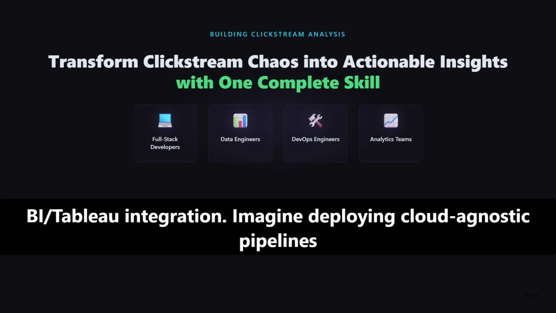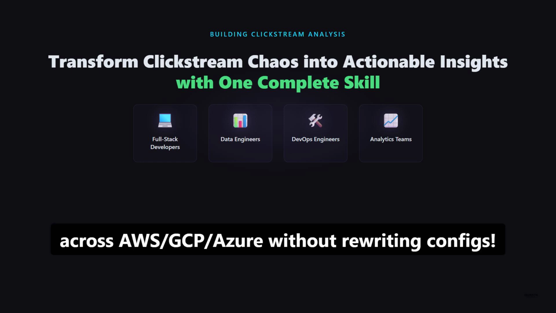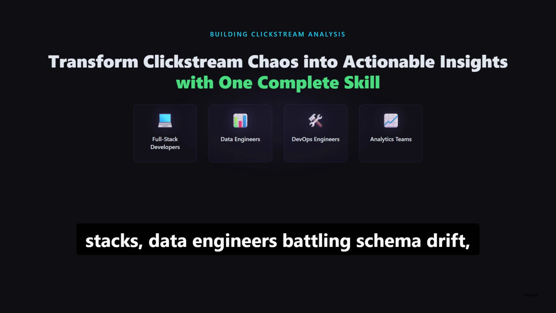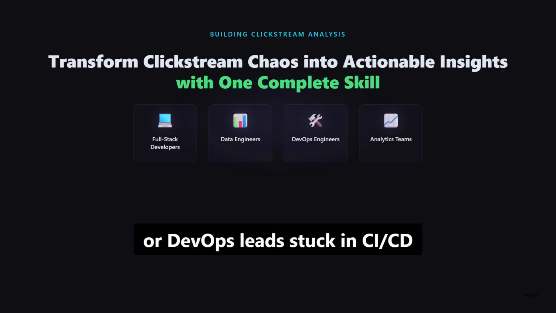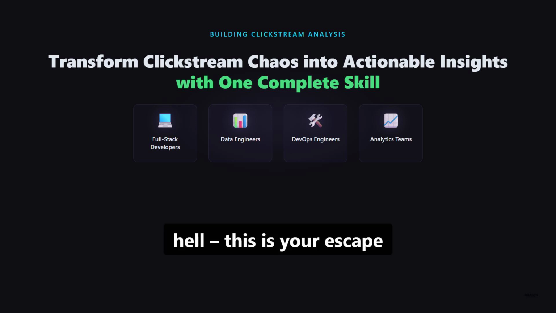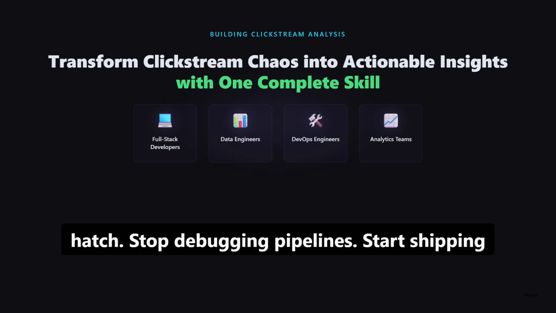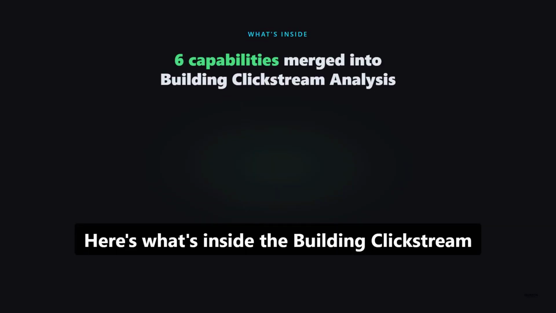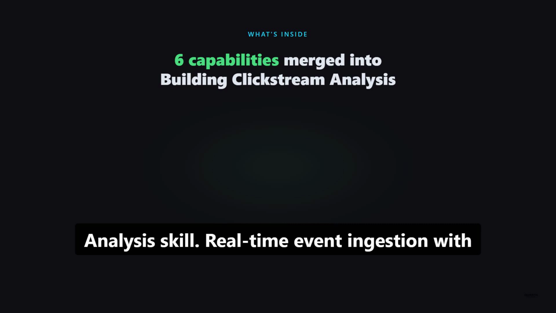Imagine deploying cloud-agnostic pipelines across AWS, GCP, Azure without rewriting configs. For full-stack devs drowning in ELK stacks, data engineers battling schema drift, or DevOps leads stuck in CI/CD hell, this is your escape hatch. Stop debugging pipelines. Start shipping insights. Here's what's inside the Building Clickstream Analysis skill.